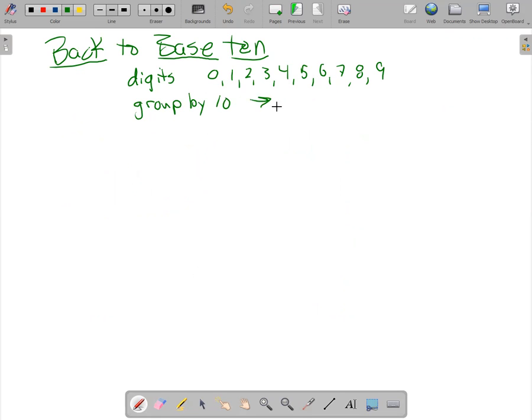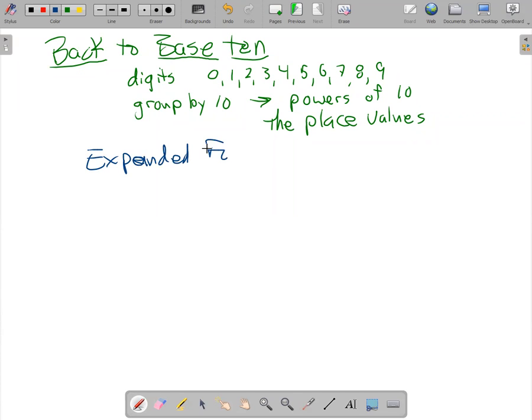And when you group by 10, that leads to powers of 10. And those are the places, the place values. Important thing to emphasize here is the idea of expanded form. So let's pick 3,427 as our number. And we're very used to reading those numbers. We've had a lot of practice.